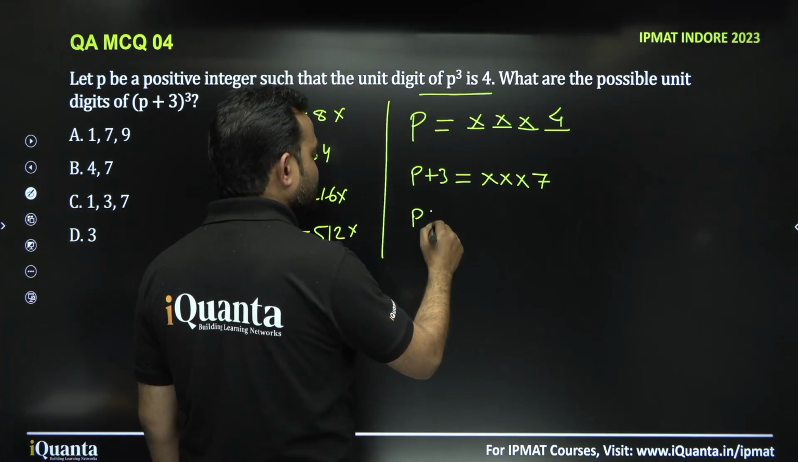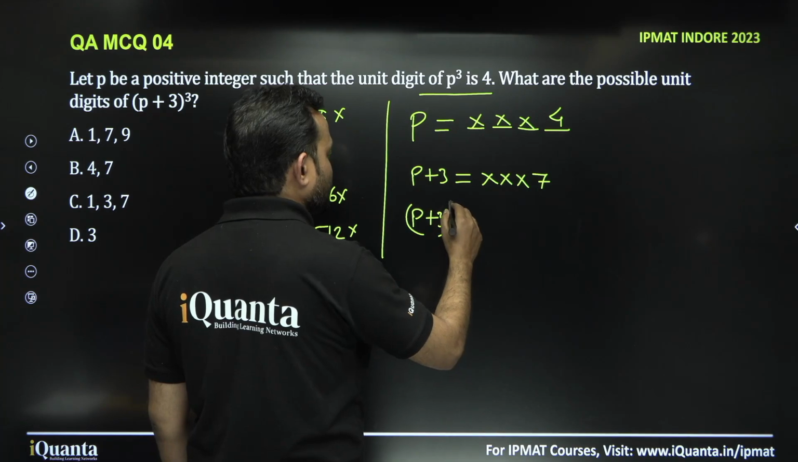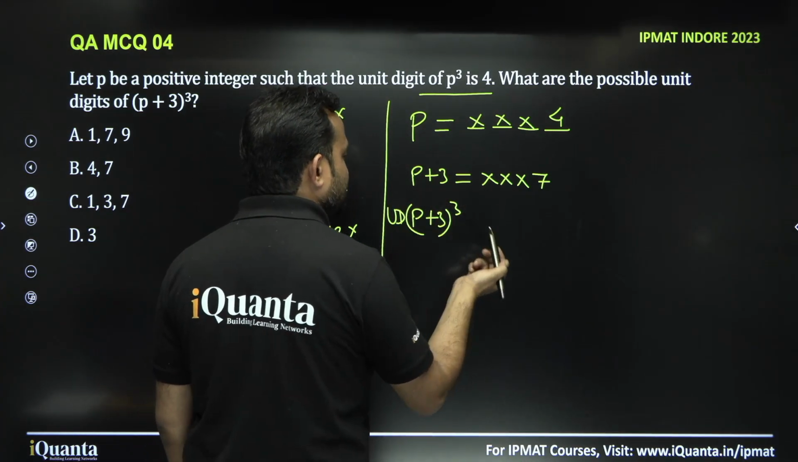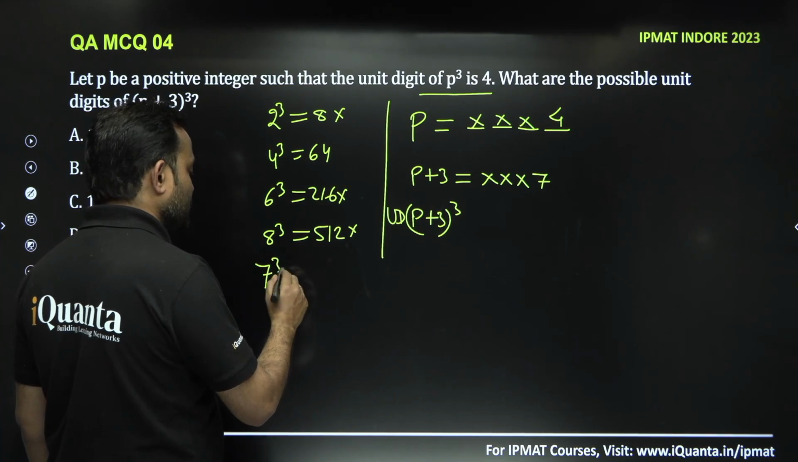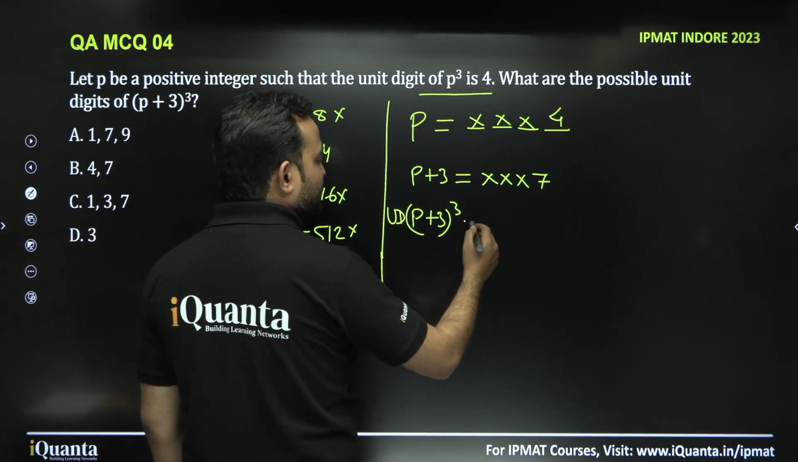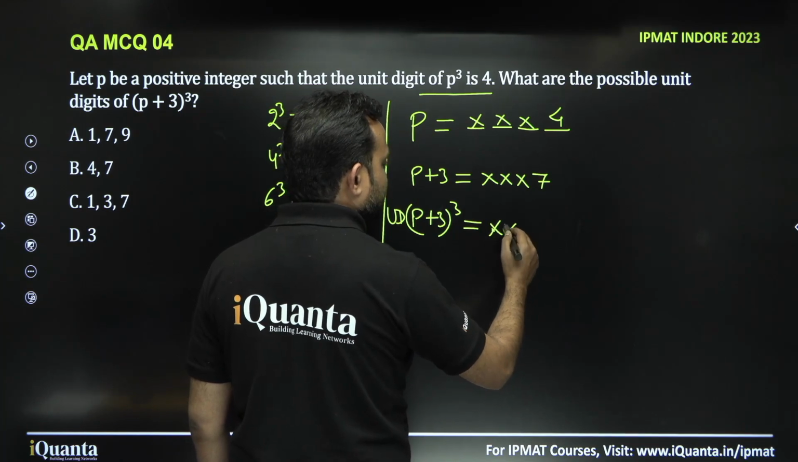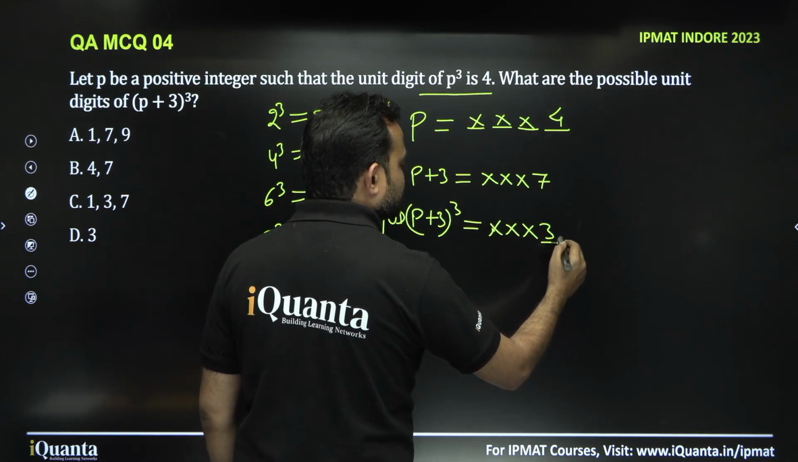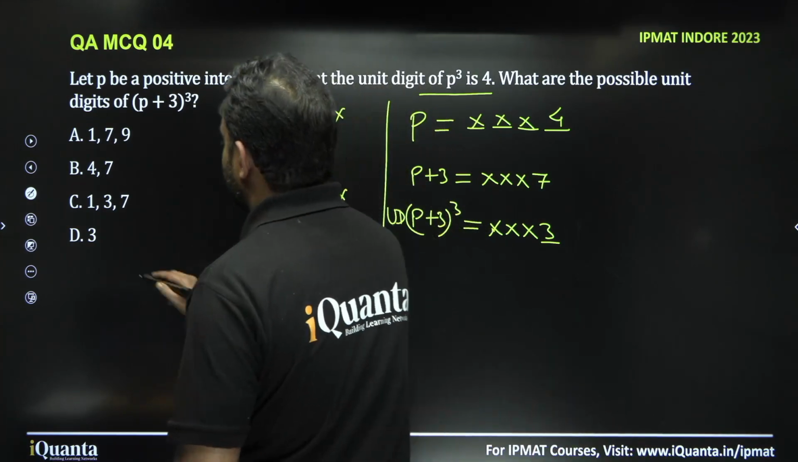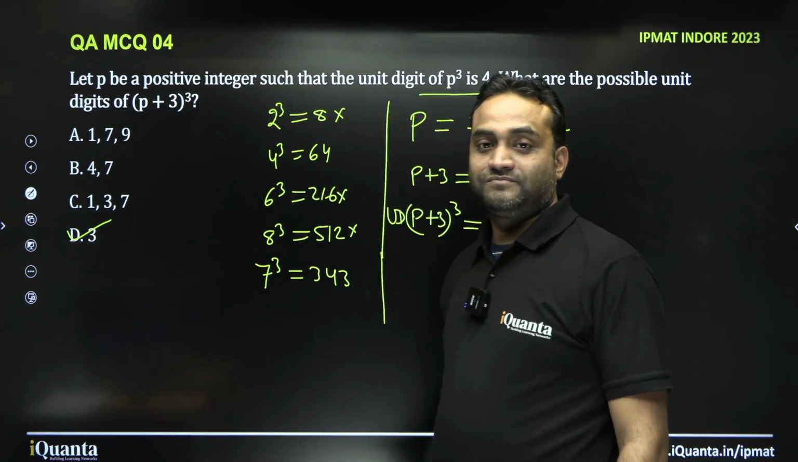So if we talk about (P plus 3) cube, what will be the unit digit of (P plus 3) cube? So 7 cube is equal to 343. So whatever P is, the unit digit of (P plus 3) cube will always be 3. So our answer is option D.